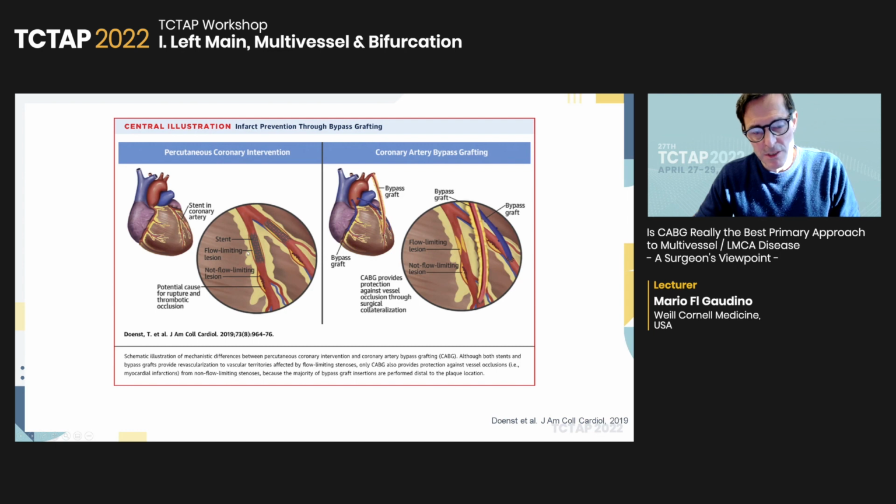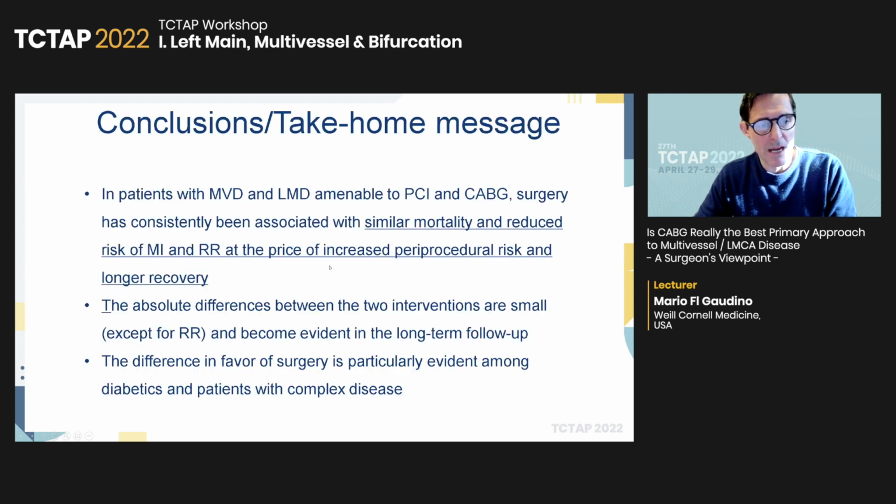only the flow-limiting lesion, but it's much less invasive. You have a faster recovery. With surgery, you have better protection against progression of the disease, but you pay a higher early price.